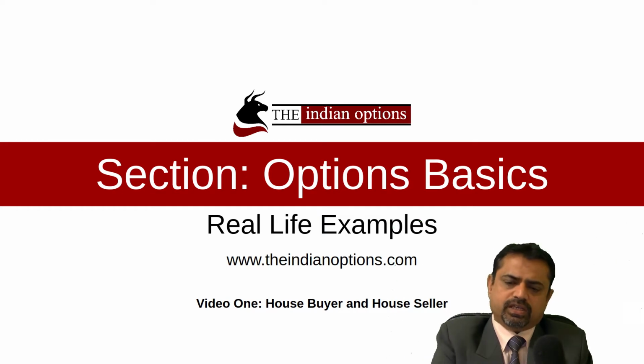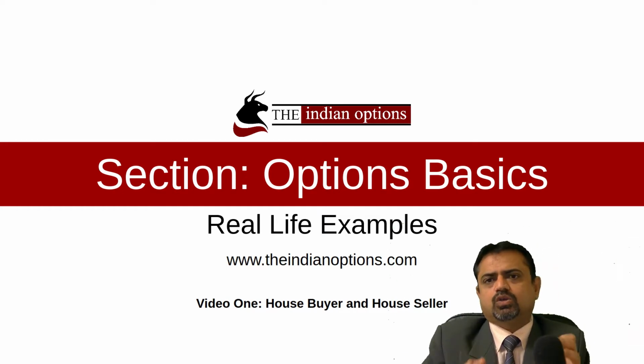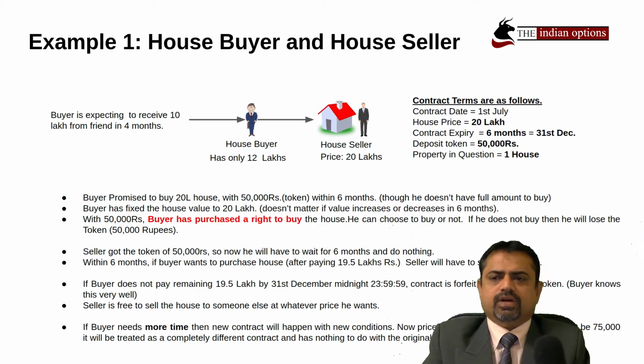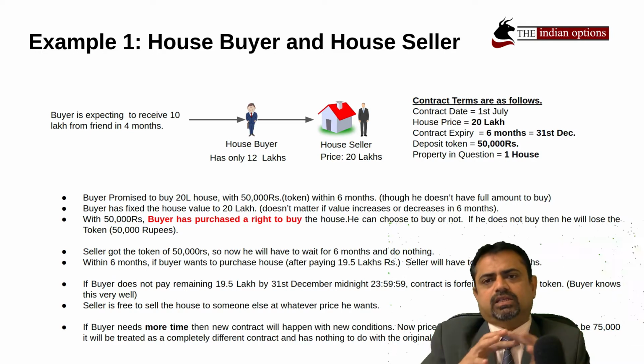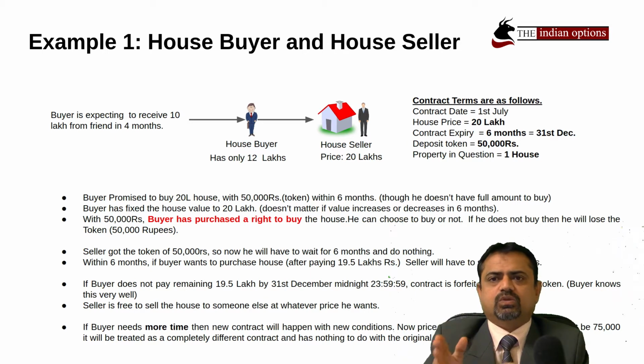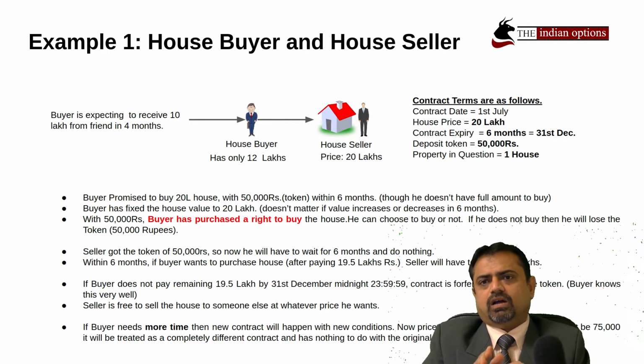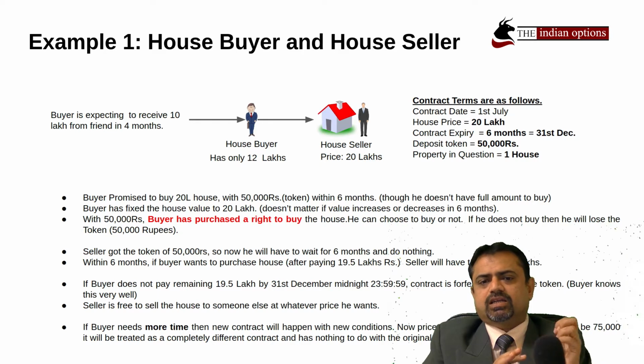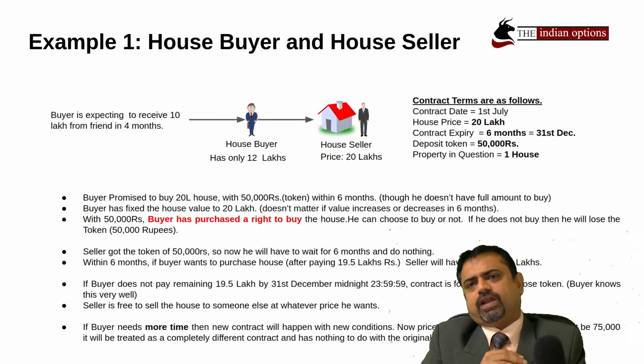Now this example is about the house buyer and house seller. As you can see on the screen, assume that the scenario is such that there is a house seller who wants to sell his house at 20 lakhs. There is a house buyer who wants to buy the house, but he has only 12 lakhs with him. And on the left hand side you will see that the buyer is going to receive around 10 lakh from his friend in 4 months of time.